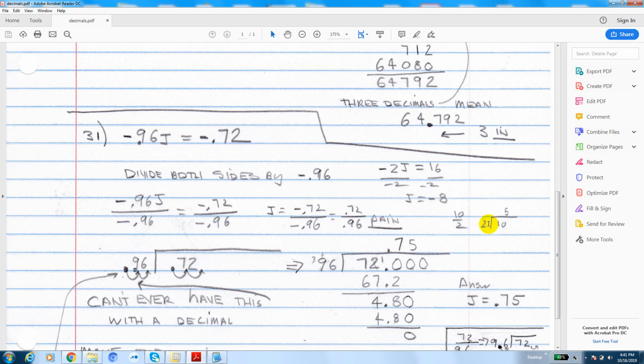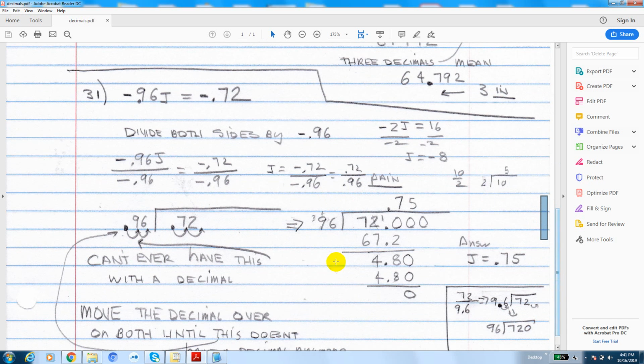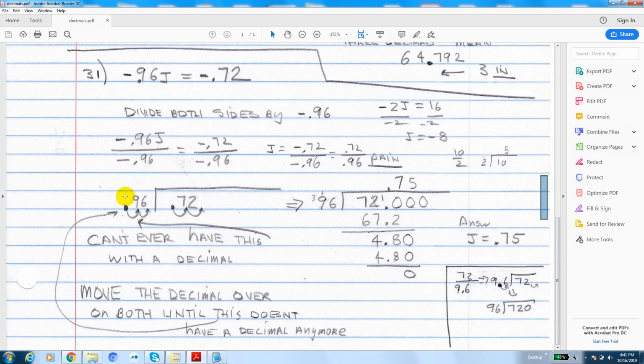And you could never, ever have a decimal in this number. I guess this is called the divisor, right? You can never have a decimal in this number. So what you have to do is move the decimal over on both of them until you don't have a decimal in the divisor anymore. Okay, so in this case, there are 2 of them in 9.96, so you have to move this over twice. Dot, dot, you have to move this over twice, dot, dot, and that gives you 72 divided by 96. Okay, 96 goes here.